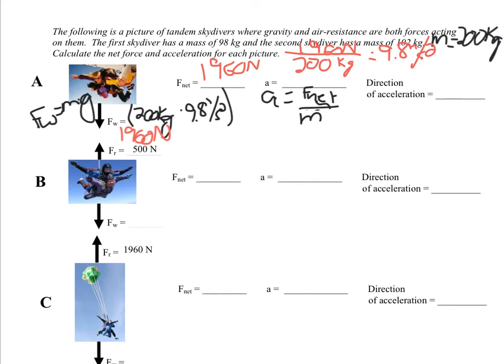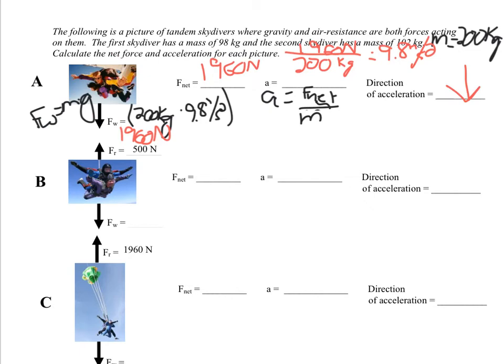If there's no force of air resistance, gravity should be able to pull them down at 9.8 meters per second squared. And so again, the direction of their acceleration is downward because, by Newton's second law, an object will accelerate in the direction of net force. Their net force is downward, therefore their acceleration is downward.